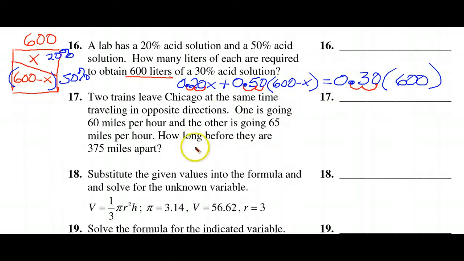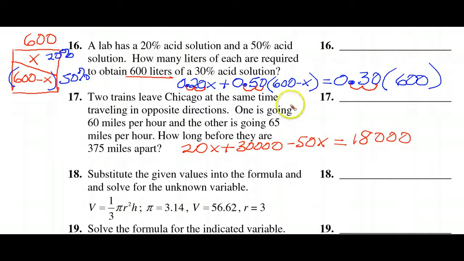Now, this then gives you 20x plus, this is 30,000, minus 50x equals 18,000. Now, I did this before on paper, so I'm not doing all this stuff mentally here. I kind of want to make it short, but show you the process.